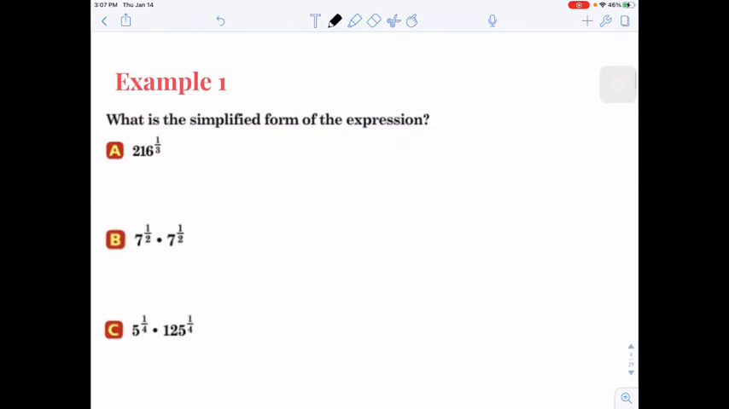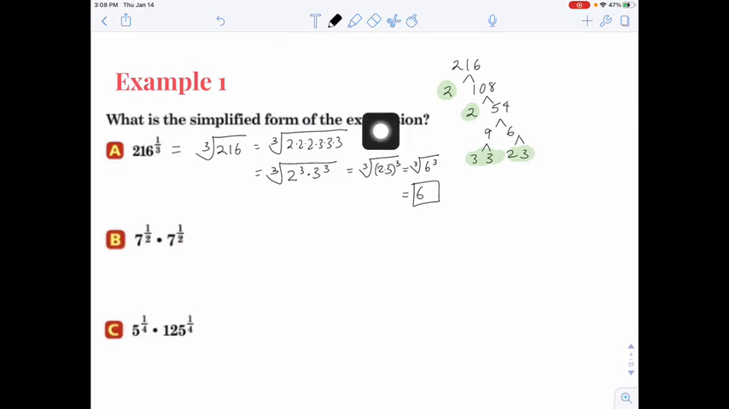Example 1 says, what is the simplified form of the expression? For part A, we have 216 to the 1/3 power. The first thing we can do is take that 1/3 power and rewrite that as a radical. Since we have a 3 on the denominator, it's going to be a cube root. And then inside we would just have 216 to the first power, which is 216. Next, I would break 216 down into a prime factorization, or if you know another way to rewrite 216 right away, you're welcome to do so.